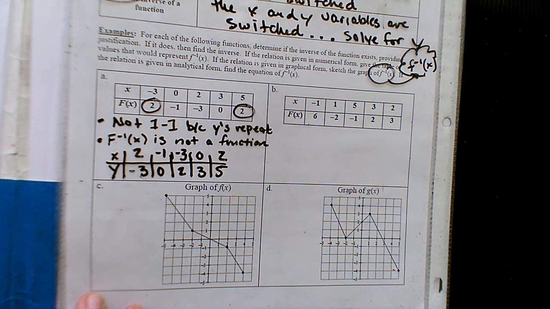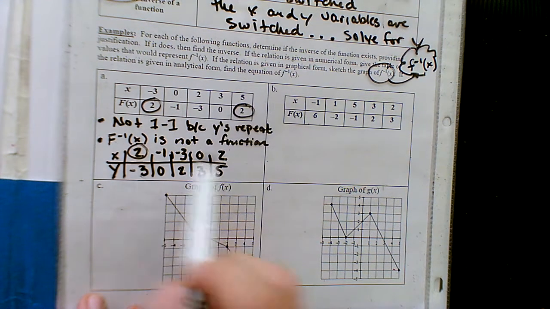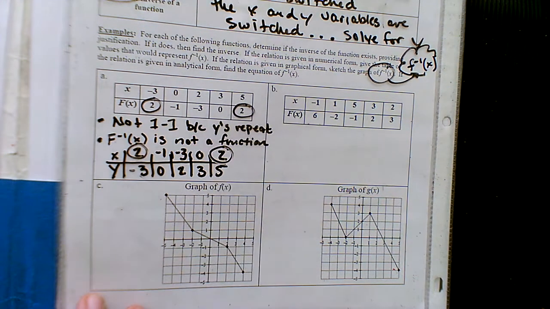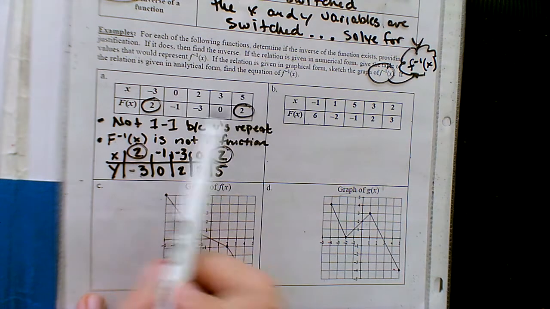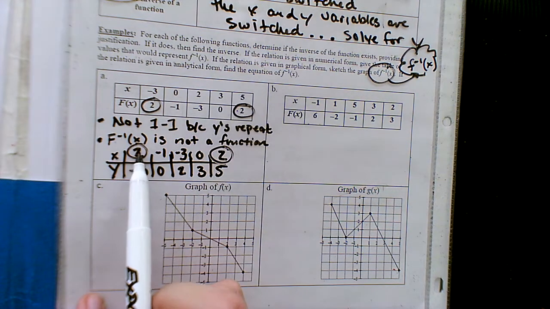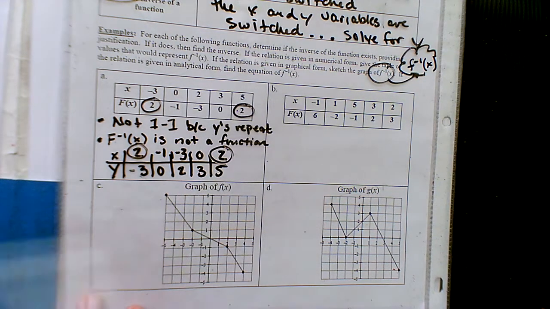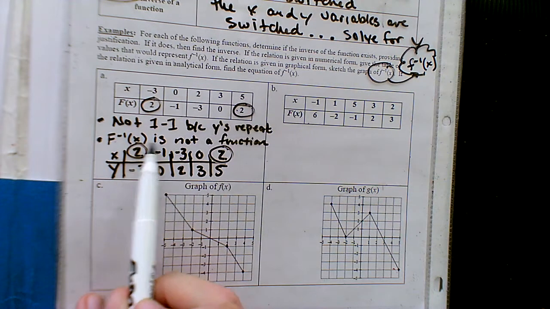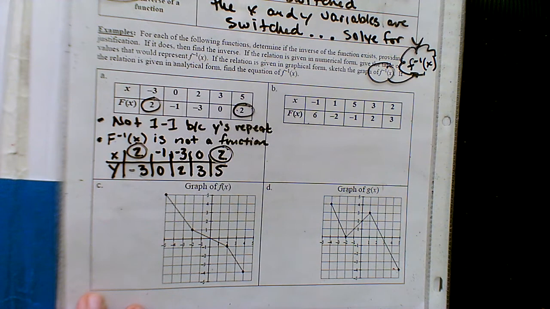If you take a look at your inverse table, why is it not a function? Yes? Because there are numbers repeating in the x values. The x values repeat. So, kind of similarly to what Eli said before, if we have repeating y's, they become repeating x's in the inverse. So we can clearly see why the inverse is not a function.